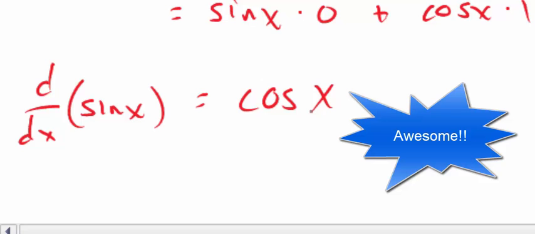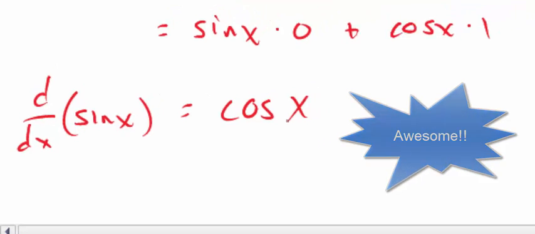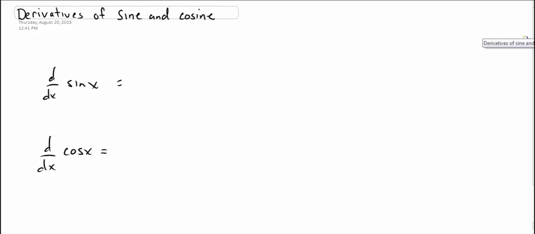There we have it. And we could go through a similar derivation for cosine, but I'm just going to give that one to you as a challenge. Why don't you try to derive it? But the derivative of cosine x with respect to x is opposite sine x. So these two things, very important for everything that we're going to do throughout this unit.